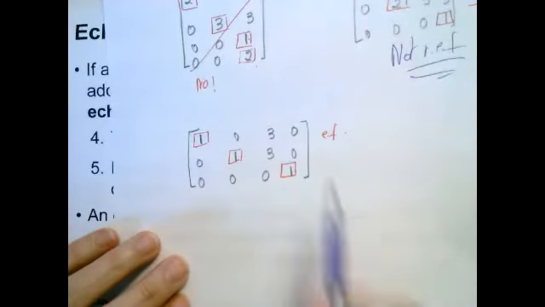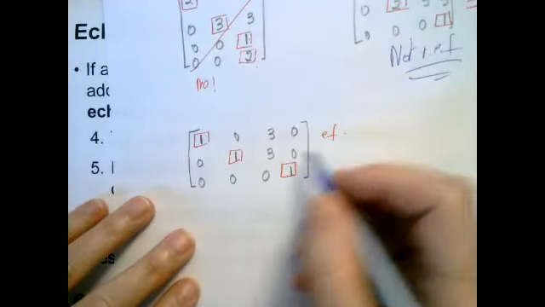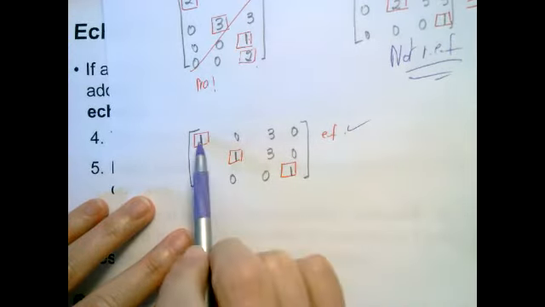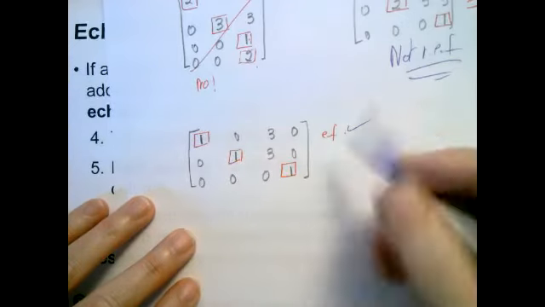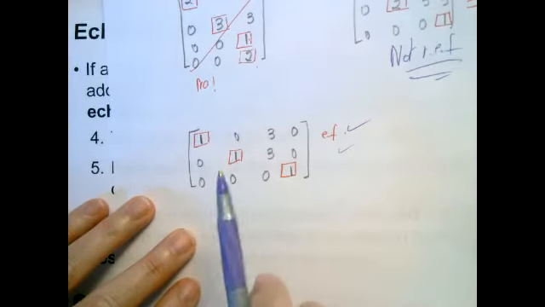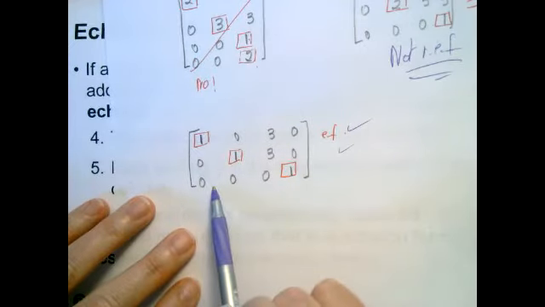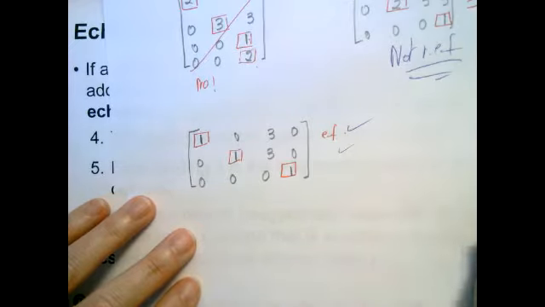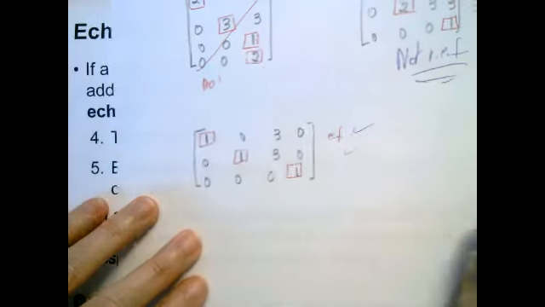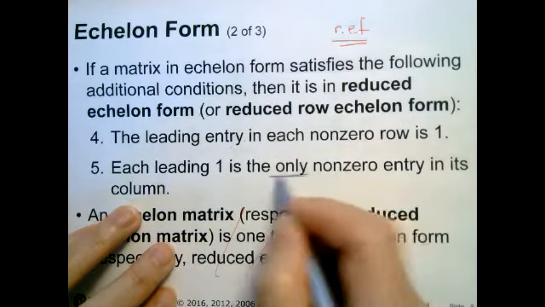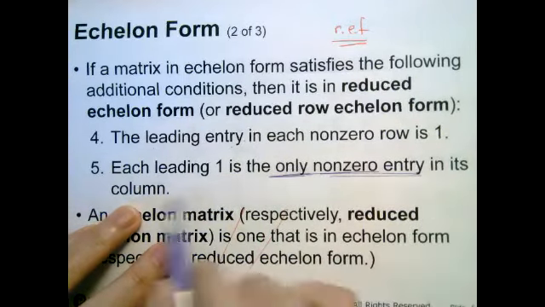Now, is this in reduced echelon form? It's in echelon form already. All the leadings are 1, satisfied. And the last one is what? Every leading entry should be the only non-zero in its column. Crucial. What was the second condition for reduced echelon form? It's a very important one. I read it: each leading entry is the only non-zero entry in its column.